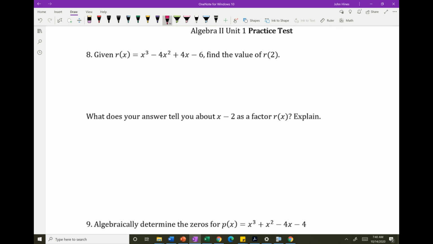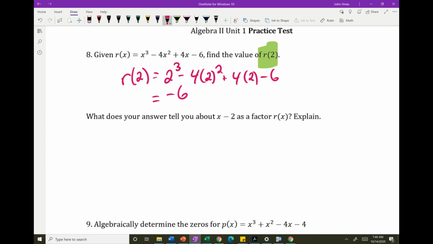Given r of x here, find r of 2. So this is literally a 9th grade question. How do I find r of 2? I plug in a 2. 2 to the third minus 4 times 2 squared plus 4 times 2 minus 6. And then you literally type that whole thing into your calculator, and I'm just doing it in my head right now, you get -6. Don't solve for r. This is function notation. When x is 2, y is -6.